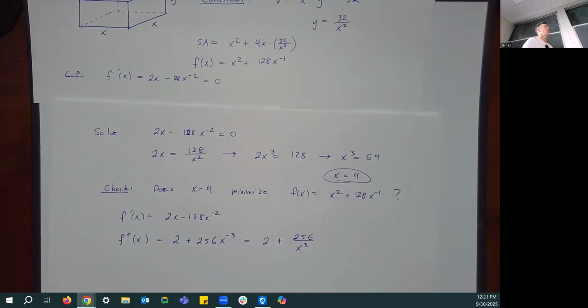So what does the first derivative tell us about a function? Well, if the first derivative is positive, we know the function is what?